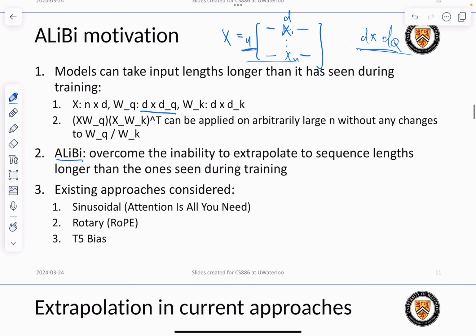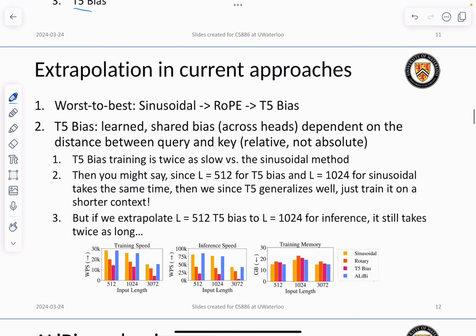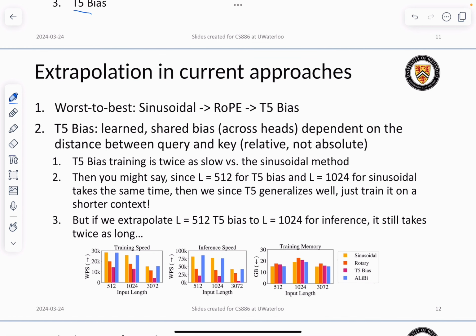And again, we've considered sinusoidal, which is from Attention Is All You Need. RoPE, we just covered this. And there's also another learned embedding called T5 bias. And the idea is that sinusoidal is the worst, and then RoPE, and then T5 bias. But ALiBi is still better.